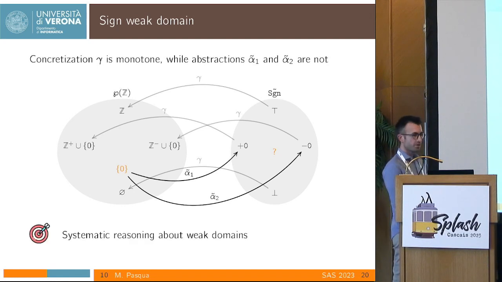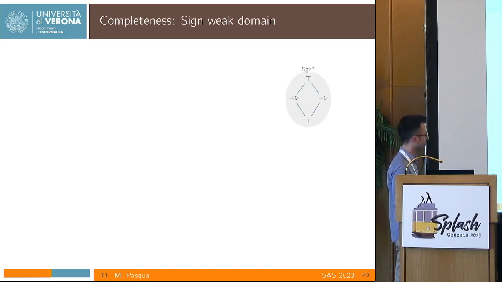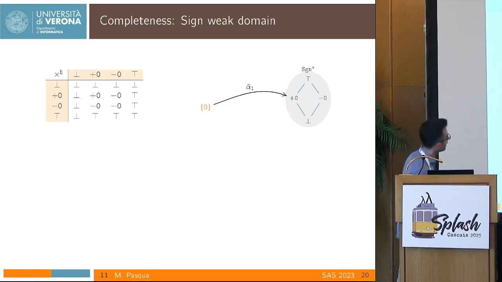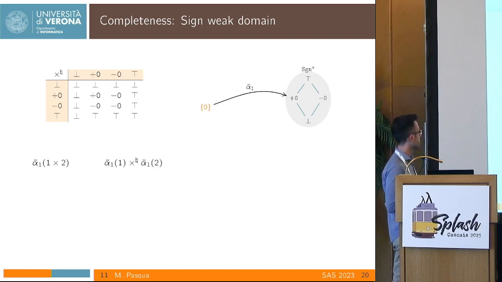But can we still reason about these domains? Yes, we can try it. So this is the transfer function, the abstract function for the multiplication that was complete for the same domain. And it turns out that if we choose this alpha 1 here, then we lose completeness for the multiplication.